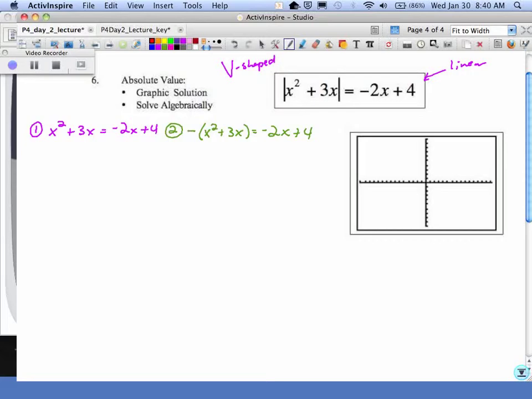Got it? We're going to add 2x and subtract 4. Add 2x. There are no constants over here, so when I subtract 4 on that side, I'm just going to write it there. So this is x squared plus 5x minus 4.